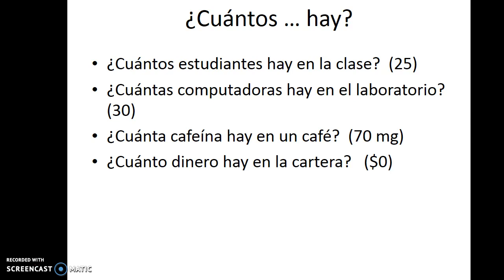Okay, so just a quick review. We've learned cuántos, meaning how many, cuánto, meaning how much, and then its feminine variants, cuánta and cuántas. We learned the verb hay, which means there is or there are. And by the way, hay is a very special verb because it does not change depending on whether we're talking about something singular or something plural. So if I say there is one girl in the class, I will say hay una chica. If I say there are 15 girls, I'm still going to use the verb hay. Hay 15 chicas.